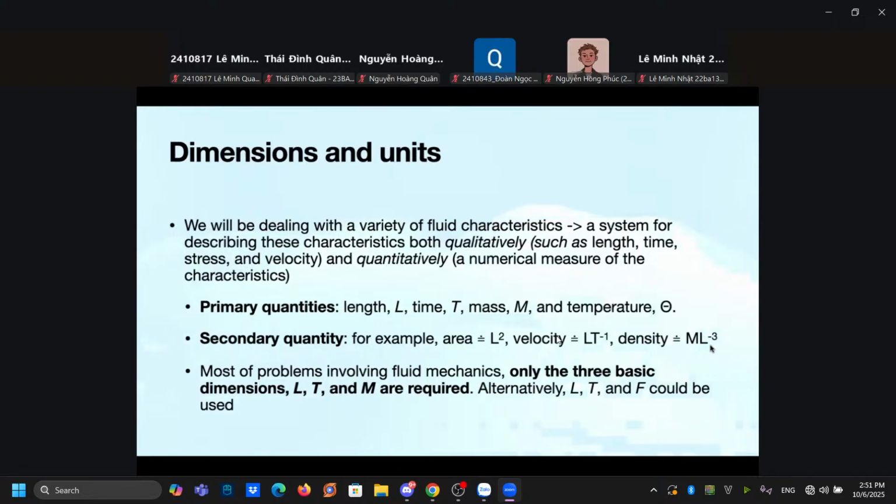For most problems involving fluid mechanics, we only need 3 basic dimensions: length, time, and mass, LTM, are required. Alternatively, we can also use length, time, and force, where F stands for the force. We can use Newton's second law to make the relation between the force and the mass here. I will show you later.